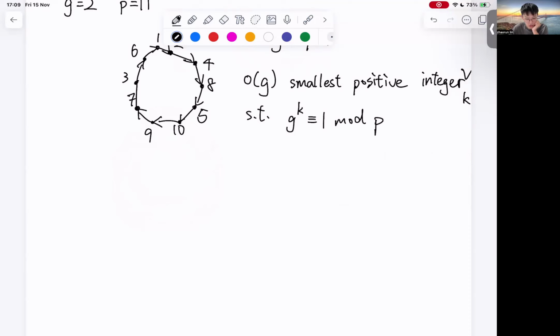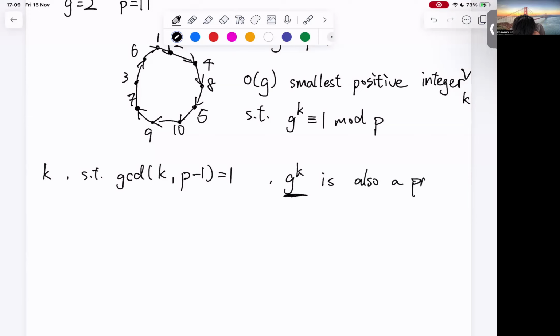So now I want to prove that for every integer k such that the GCD, the greatest common divisor, of k and p minus 1 is 1, the power of the primitive root to the power of k also works. So g is a primitive root, and g to the power of k is also a primitive root, modulo p.